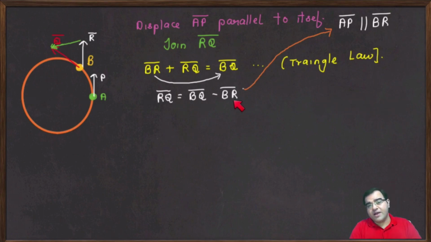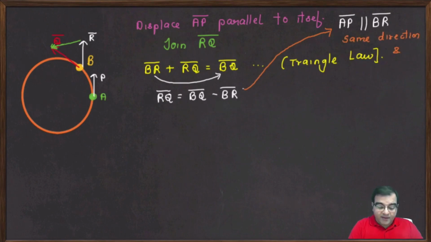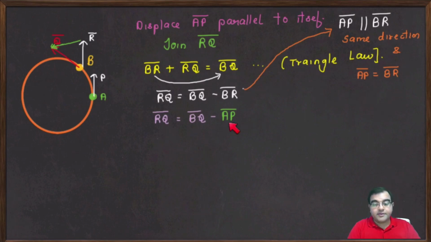Now if you carefully understand, this BR bar is equal to AP bar. Why? Because they are parallel, and when two vectors are parallel, it means the direction is the same, and my AP bar is equal to BR bar. So instead of this BR bar, I am going to substitute AP bar.